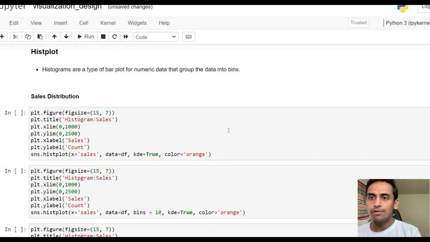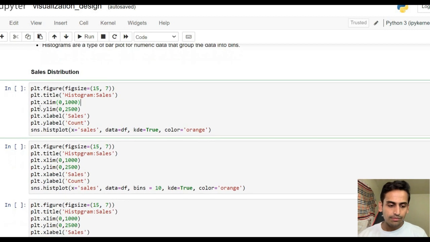So let's start with our first graph, which is the histogram plot, or histplot, in Python. Histograms are a type of bar plot specifically meant for numerical columns, which divide the data into different bins or intervals. What I mean is, for example, somebody wants to know how many observations in my data lie between 0 to 200, or 200 to 400, or 400 to 600. So it's like a frequency or a count of observations in a given interval. Let's understand through an example.